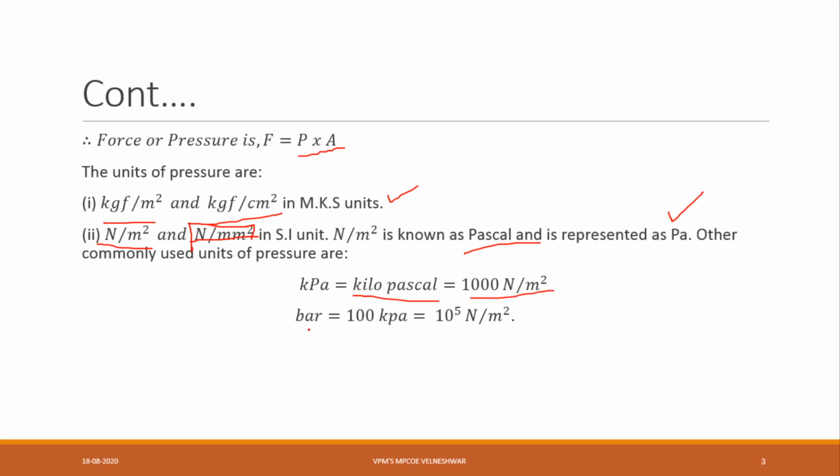Bar is a larger unit, that is 100 kilopascal. 1 bar is equal to 100 kilopascal, that is 10 to the power 5 Newton per meter square. Why 10 to the 5? 100 means 10 square. Here already 1000 is there, that is 10 cube. 3 plus 2, 5. That is 10 to the 5 Newton per meter square.